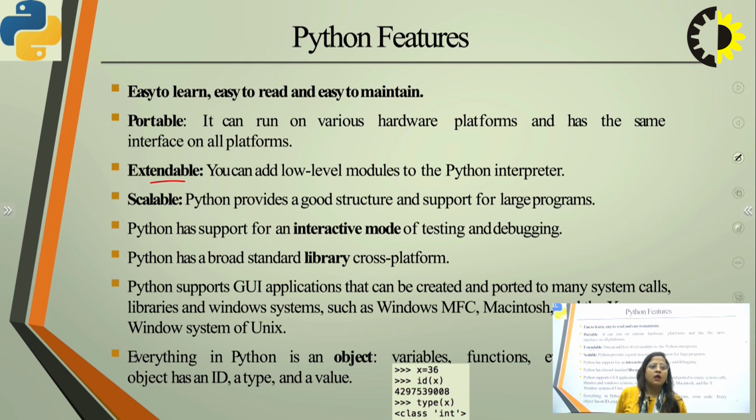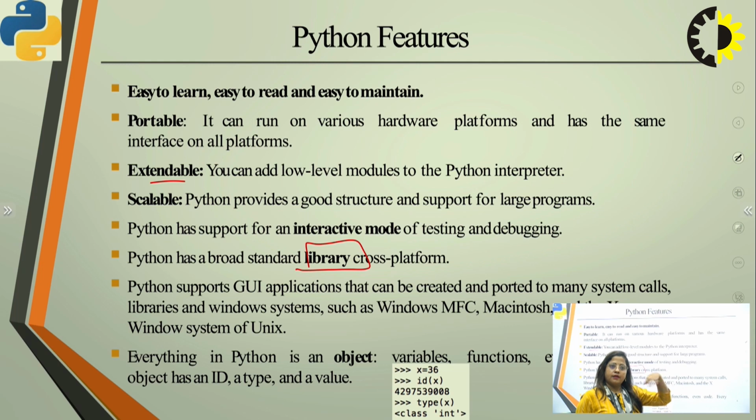The fourth one is scalable. Scalable means Python provides a good structure and supports large programs. When you write a large program in Python, you can easily type it, because the lines of code are very short compared to other languages. And Python has a broad standard library. The library has different types of functions, modules, and libraries already predefined in Python.